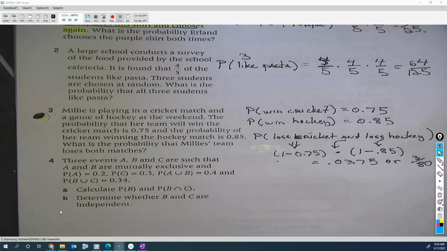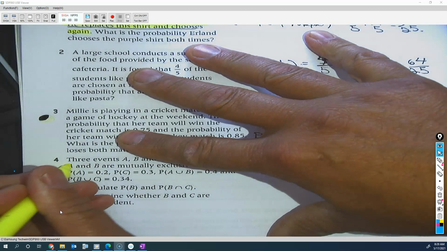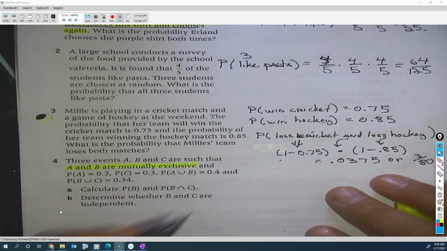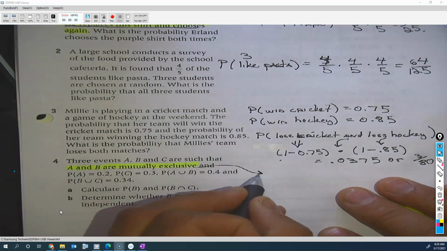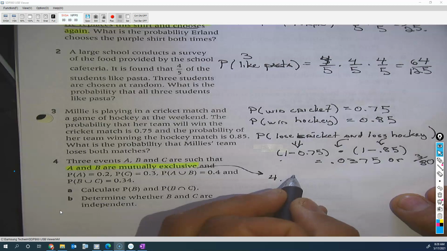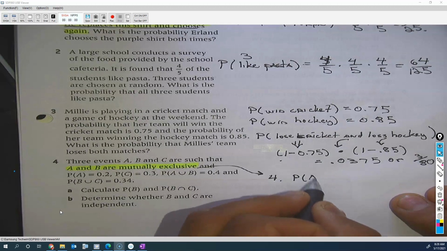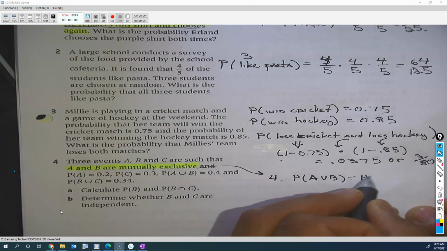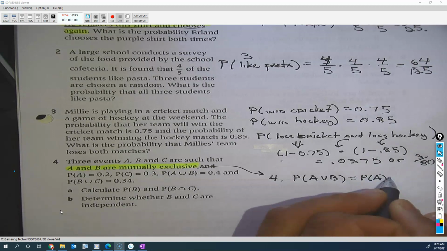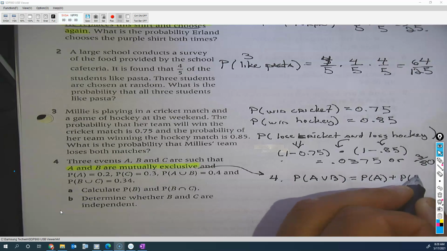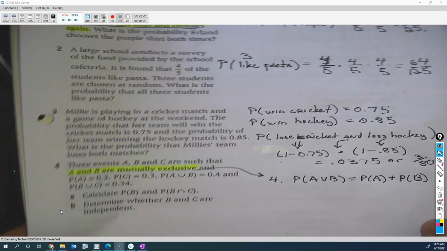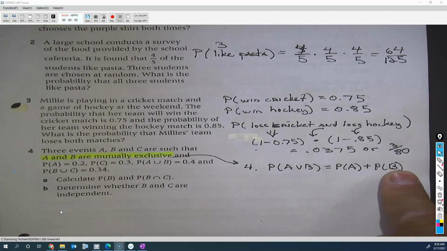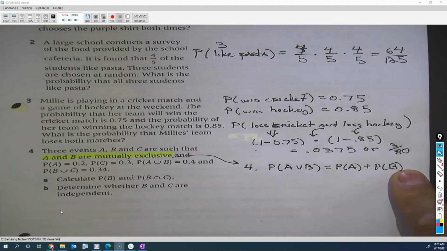All right, 3 events are such that A and B are mutually exclusive. Okay, now, as soon as you see this, mutually exclusive, from that, you know the following. If something's mutually exclusive, then A union B equals the probability of A plus the probability of B. There is no overlap. Normally we subtract the overlap. There is none.